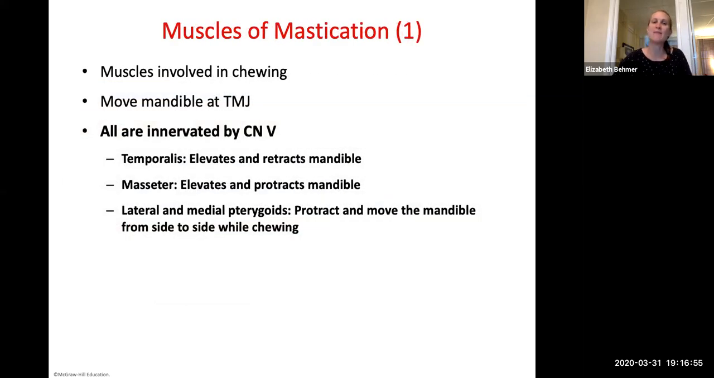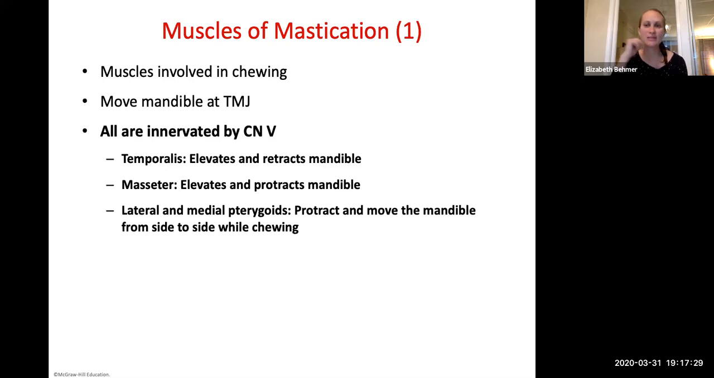These are muscles of mastication. So the word mastication means to chew. So these muscles will all move at the TMJ. Does anyone know what that stands for? It's okay if not. The temporomandibular joint. So the place where the mandible connects to your temporal bone, that's a joint. So these muscles will all move at that joint where your mandible connects to your temporal bone. They'll all be innervated by cranial nerve number 5.